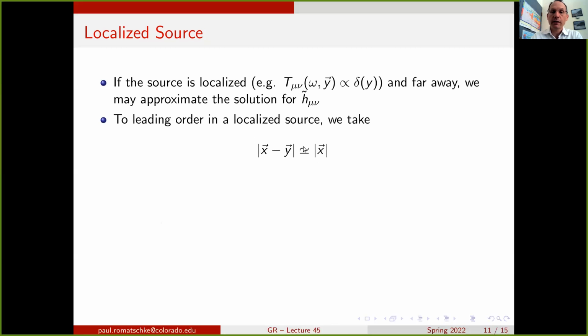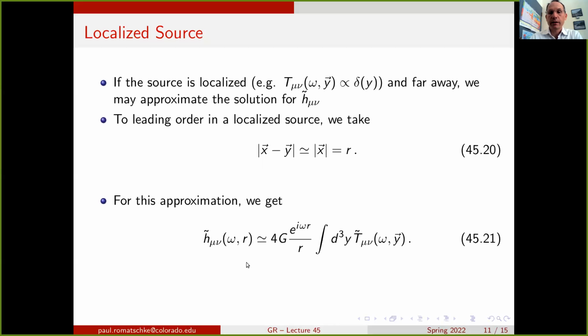So we can approximate the difference between x, where we measure the gravitational wave, and y, where the gravitational wave is localized, to be just approximately equal to x. And we denote the absolute value of x as r. If we do this, then we find that for the localized source, the strain rate h is just given as 4 pi G e to the i omega r divided by r, and an integral here that no longer depends on the distance r from the source. If you look at this form, the radial dependence clearly indicates that in this case, the gravitational wave is just a spherical wave.